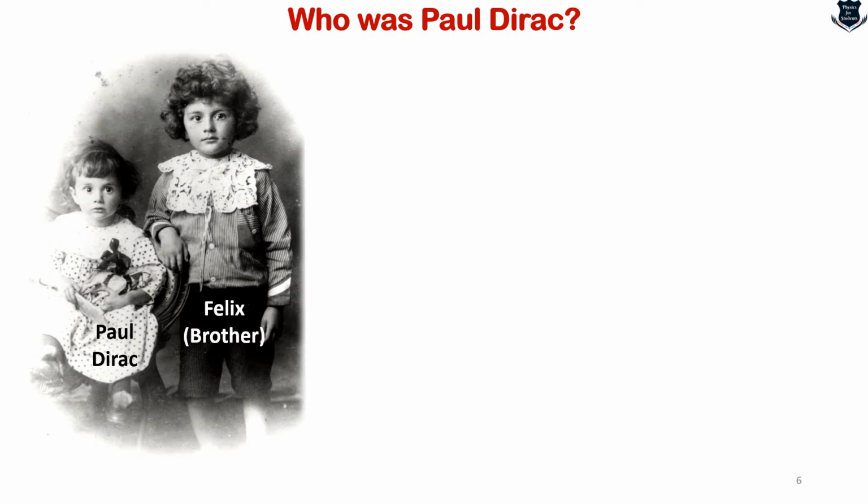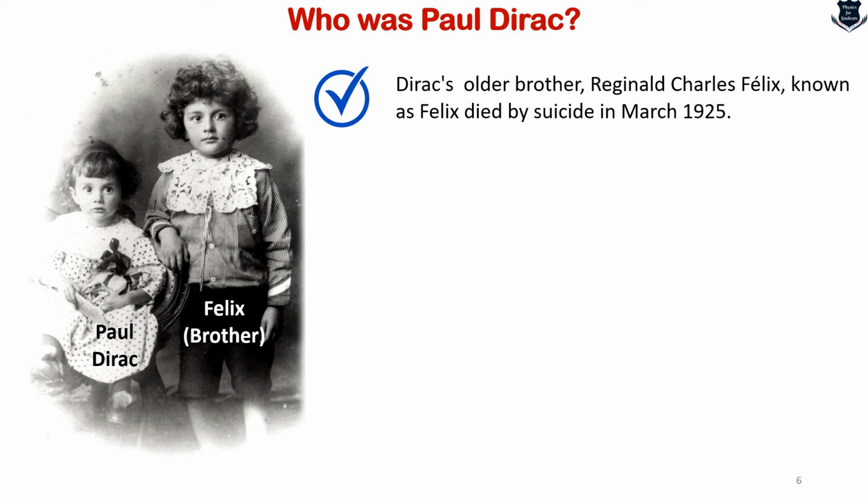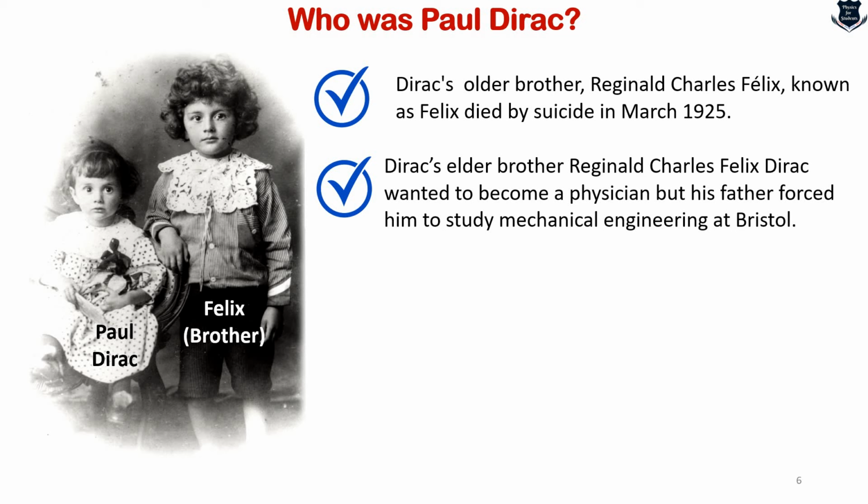Now, there is a tragic event which happened to his brother, Felix Dirac. Felix Dirac actually wanted to become a physician, but his father forced him to study mechanical engineering at Bristol. He obtained a third-class degree and started working as a draftsman with an engineering firm. Felix committed suicide at 24.